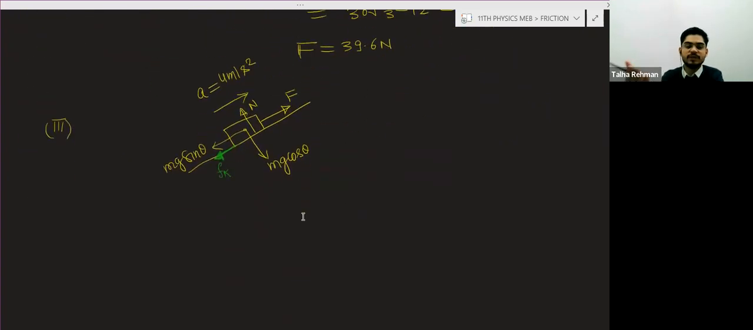Now what will we do in this case? Can you tell me, is there any motion in this direction? No, there is no motion in this direction. So normal reaction is equal to mg cos theta. What is mass? 6, g is 10, cos theta means cos 60. So when you solve it, you will get 30 Newton.